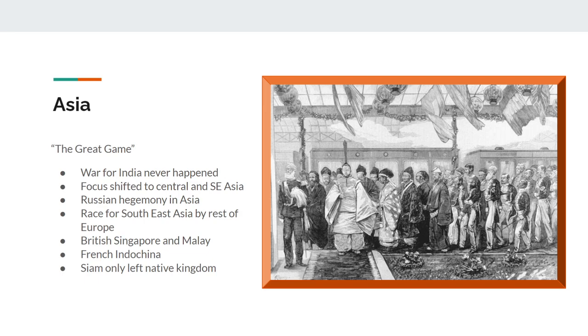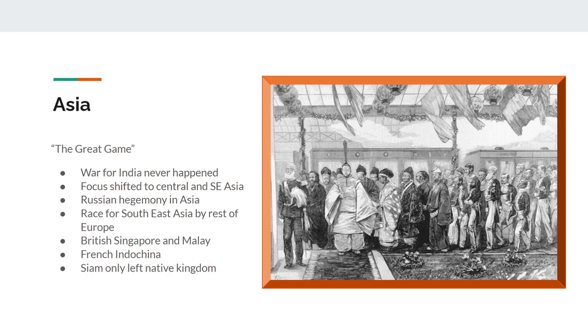Focus had shifted to Central and Southeast Asia, which had lots of valuable resources as they started to colonize there more and find them. There was Russian hegemony in Asia at the time, so up northern into Asia was kind of off limits. There was a race for Southeast Asia by the rest of Europe after finding the value in the islands.